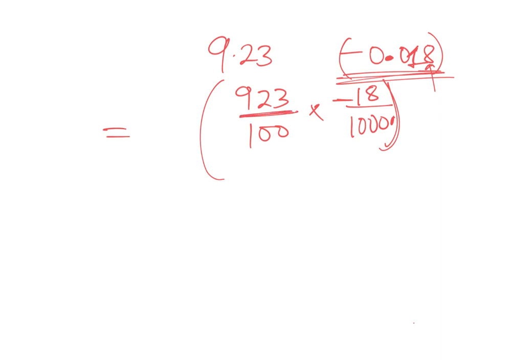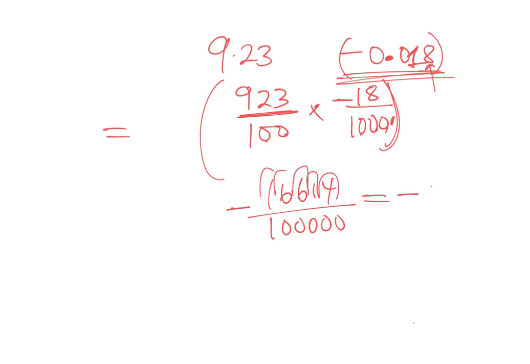So now you have 923 times 18, right? So 923 times 18 will be the first thing you get. You get 16,614 divided by, you have how many zeros? 1, 2, 3, 4, 5. So that is 5 zeros. So now you ask yourself, and that negative will be there. It becomes negative, and then you count 1, 2, 3, 4, 5. 0.16614.